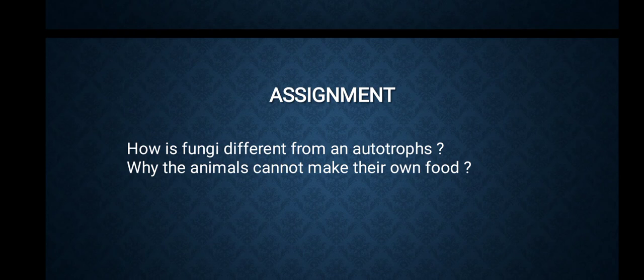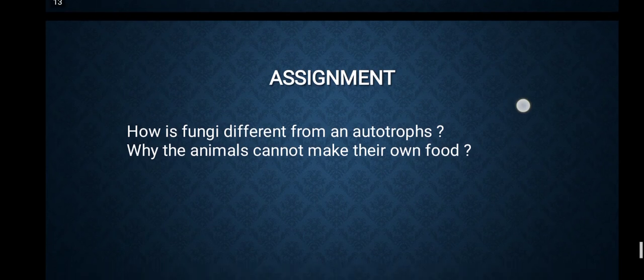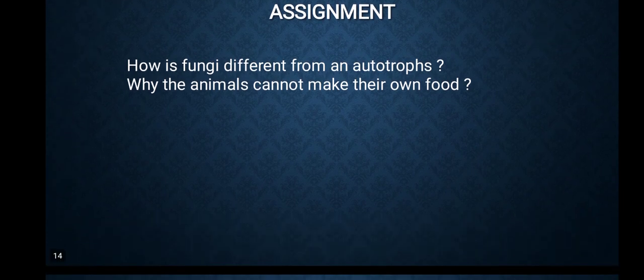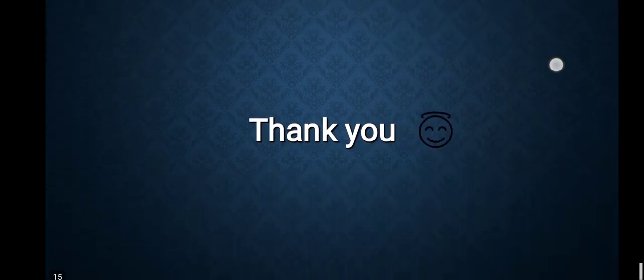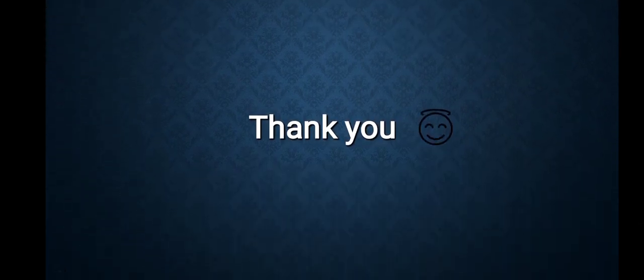Okay, let's take an assignment, everyone. Write down your assignment today: you have to find the solution of these two questions. First one: how is fungi different from autotrophs? This is the first question. And now your second question: why can animals not make their own food? Everyone understood? Yes, ma'am.